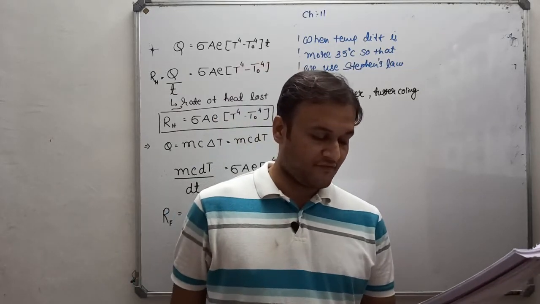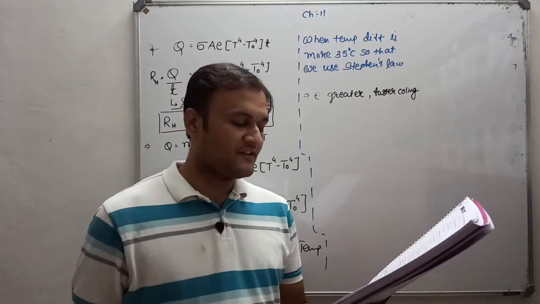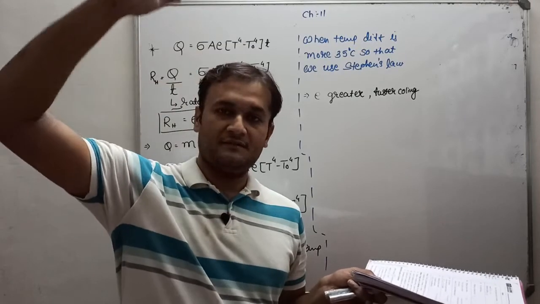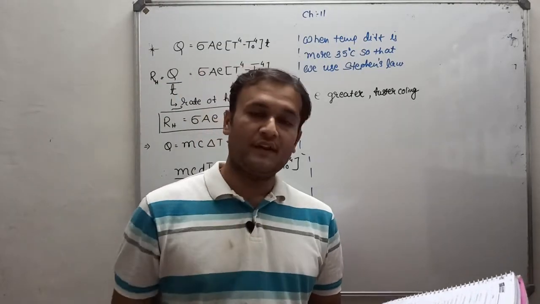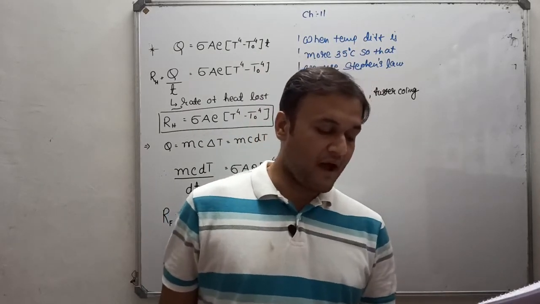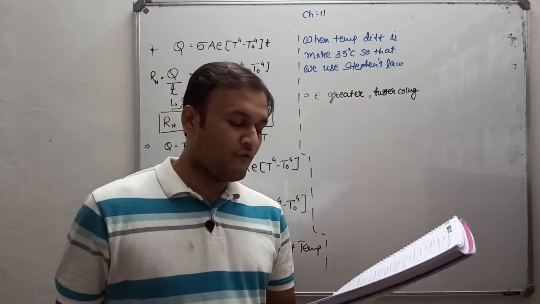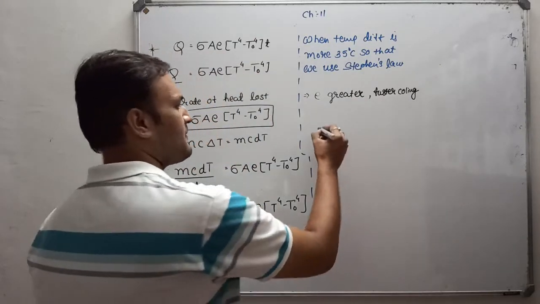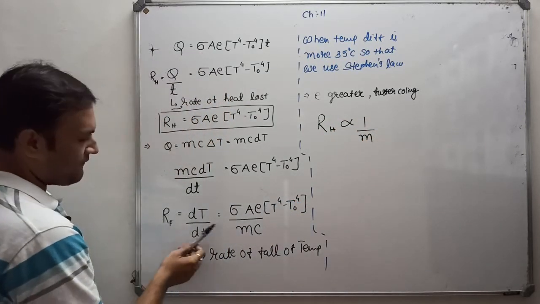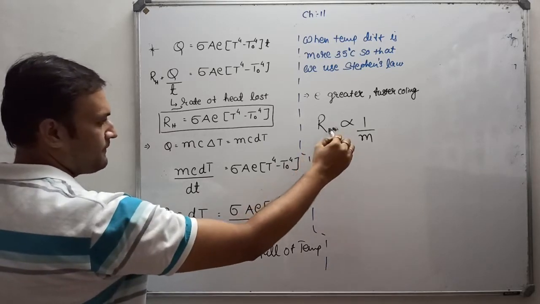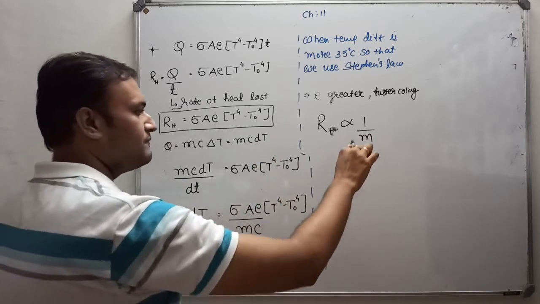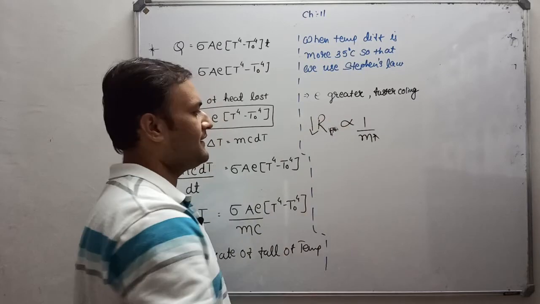Area of the radiating surface: the greater the area of the radiating surface, the faster the cooling. That means the one whose area is in contact with the atmosphere will cool faster. Mass of the radiating body: the greater the mass of the radiating body, the slower the cooling. Okay, and if I say RF is proportional to 1 upon m, RF, sorry. So the rate of fall of temperature decreases when the mass is increased.